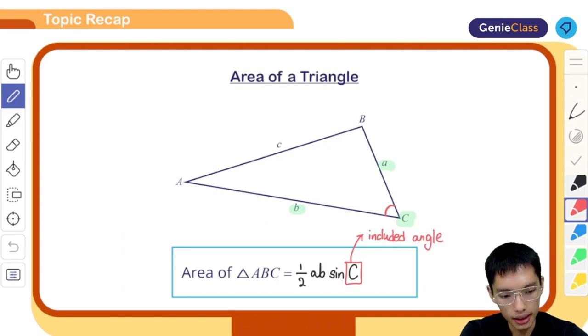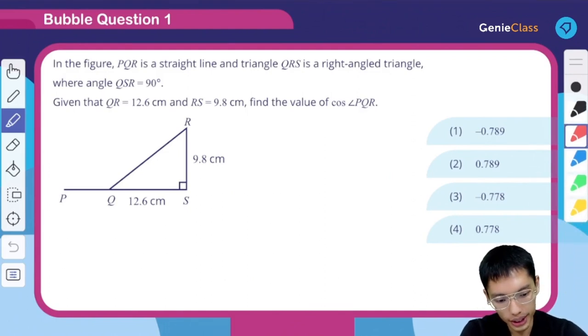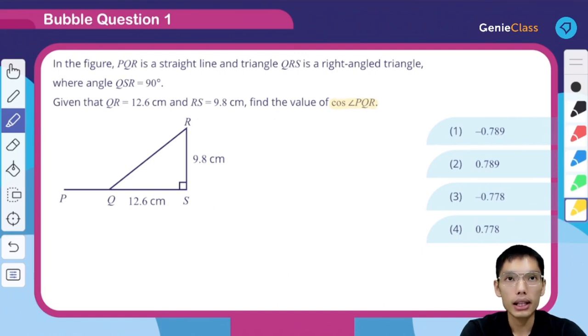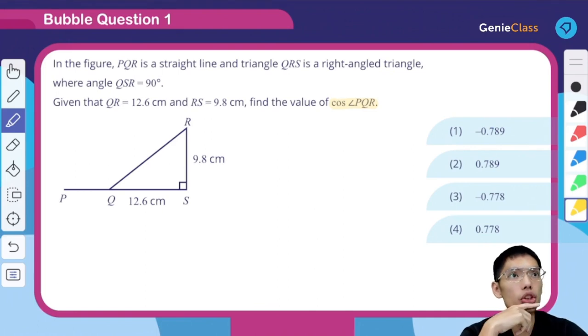Okay, first one, bubble question 1. Alright, so read the question carefully. I want the cosine of PQR. Alright, take note, when I want to find cosine of PQR, what am I trying to find out? Okay, what is cosine PQR? Alright, launching my bubble launcher in 3, 2, 1, let's go.